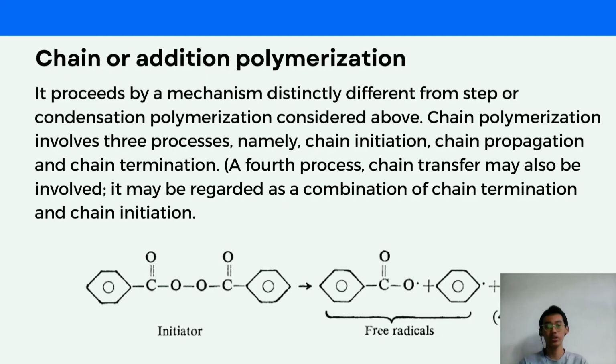Chain or addition polymerization is processed by a mechanism distinctly different from step or condensation polymerization considered above. Chain polymerization involves three processes, namely chain initiation, chain propagation, and chain termination. A fourth process, chain transfer, may also be involved. It may be regarded as a combination of chain termination and chain initiation.